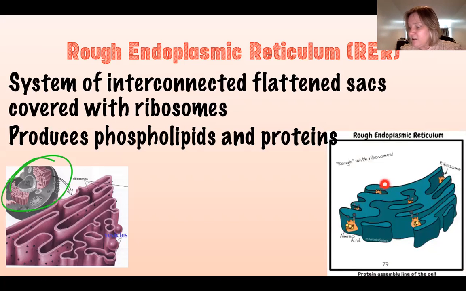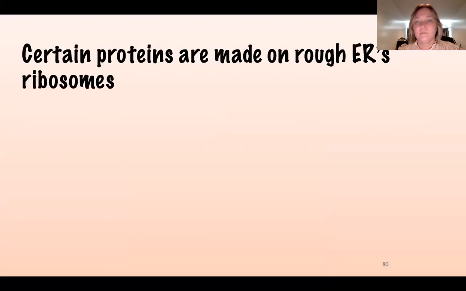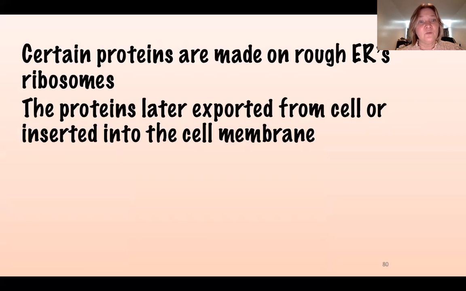And this is what I talked about in the previous video when I did about ribosomes, that when ribosomes are going to make proteins that are going to be exported, they go straight from the nucleolus to the rough ER that's right outside of the nucleus. And you can see here that ribosomes go in and they get modified or whatever, and then they come out as a modified protein. Certain proteins are made on the rough ER's ribosomes. Like I said before, these are the proteins that will be exported from the cell, or they might be inserted into the cell membrane as an integral protein.